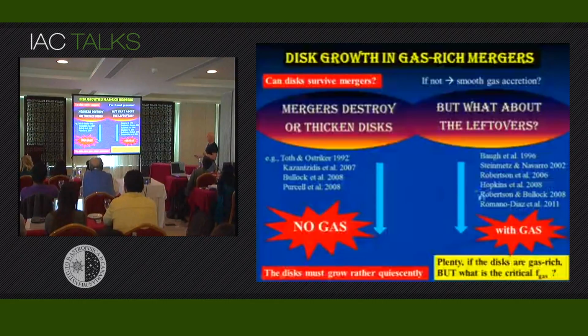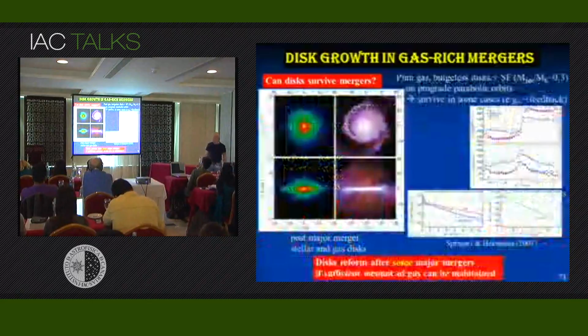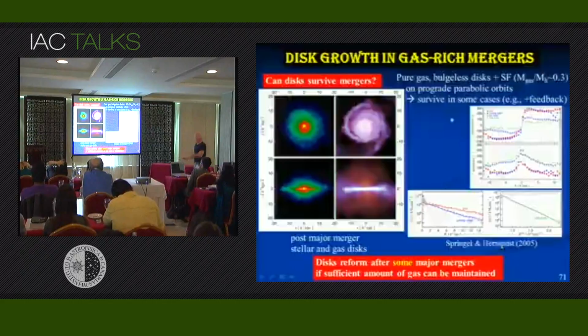And that is, what about the leftovers? Now, we don't care about collisionless leftovers. What about the gaseous leftovers? And here we have simulations with gas. And the answer is that there are plenty of leftovers if the disks are gas-rich. The $100 question, I already probably went to $1,000 in my $100 questions, is what is the critical fraction of the gas in order not to destroy or just thicken the disk?